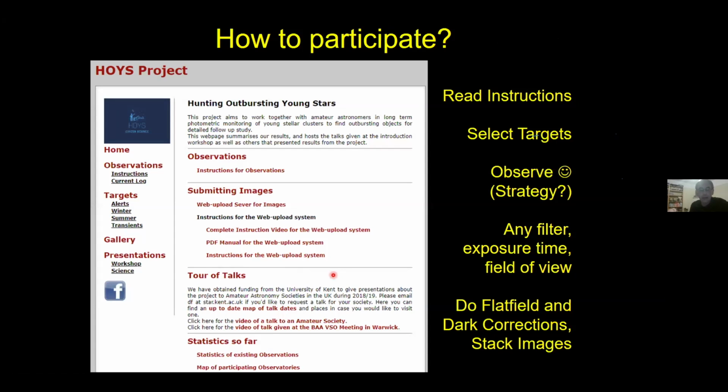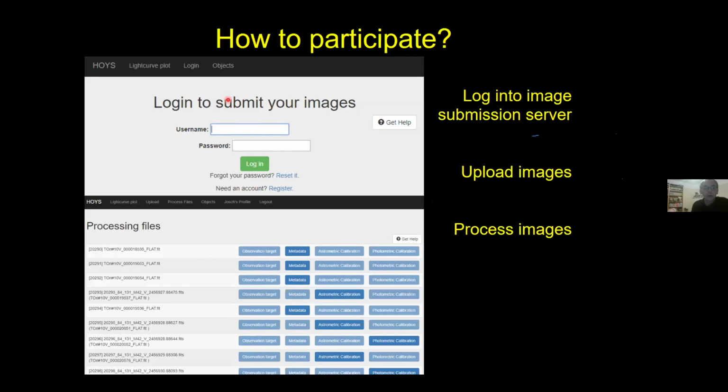So coming to the end, just a couple of things on how you can participate. We have a website, the address is at the end, I'll leave that on. There are some observing instructions, but basically they say pick any target, which is on the website further down, and observe it in any filter, any exposure time, any field of view that you want. All we ask you to do is a flat field and dark correction and stack the images in the same filters over the same night. Then all you need to do is get them onto our server. You just generate a login, you drag and drop your images, you upload them, and then you do the processing that I talked about. Tell us what the target is. That's basically the only step you need to do.